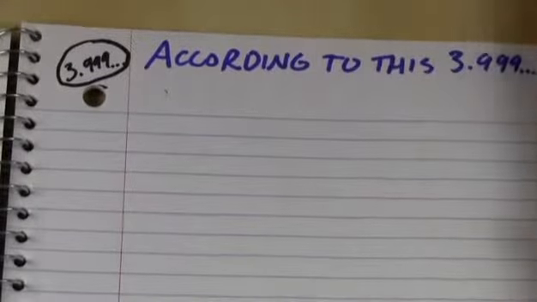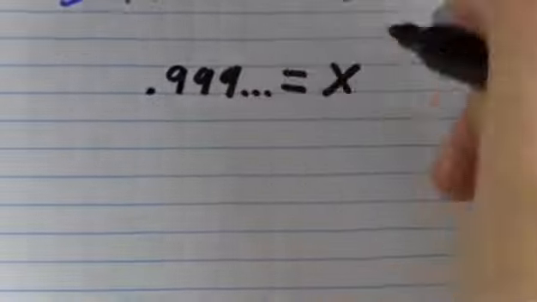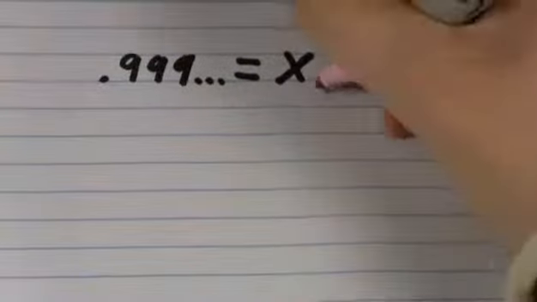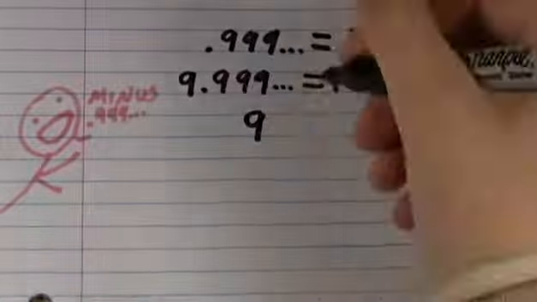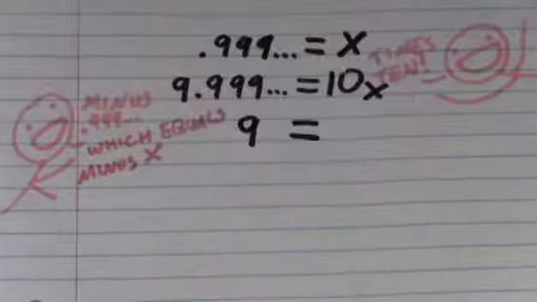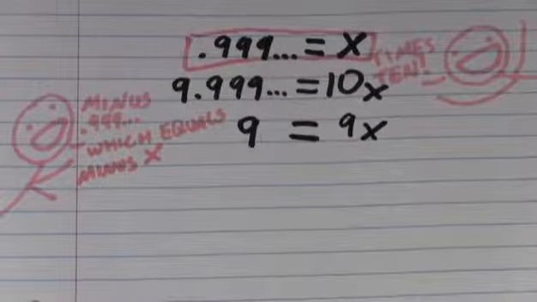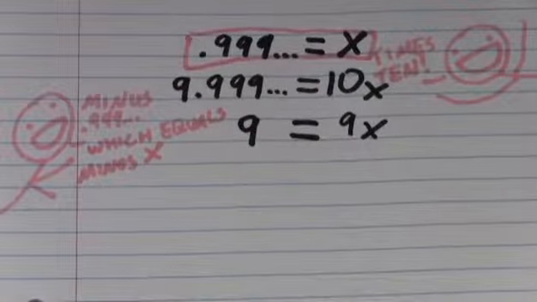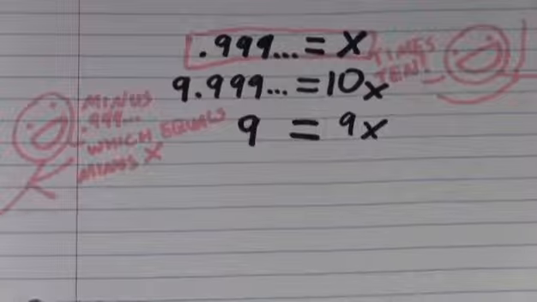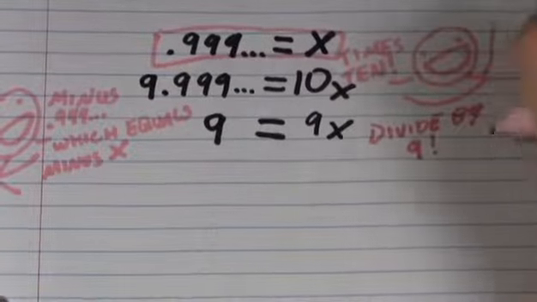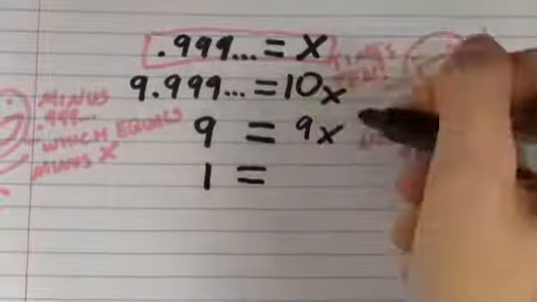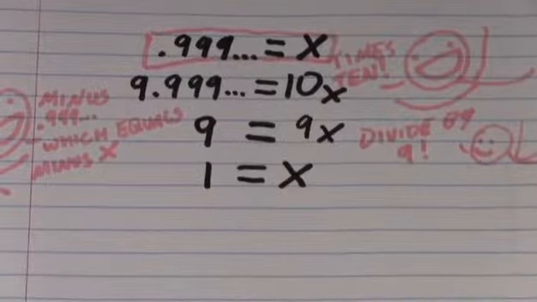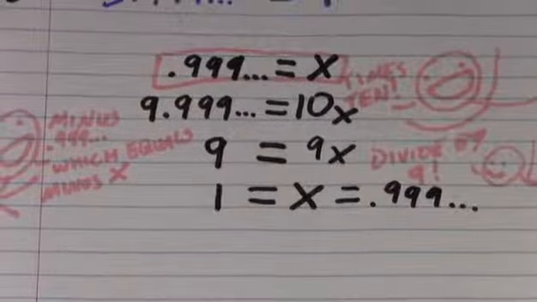According to this 3.9 repeating mula, 3.9 repeating is 4. First step, say 0.9 repeating equals x, then multiply each side by 10. Third, subtract 0.9 repeating from this side, which equals x, which we subtract from the other side. So 9.9 repeating minus 0.9 repeating is 9, and 10x minus x is 9x. Divide by 9, and you get 1 equals x, which you might notice also equals 0.9 repeating.